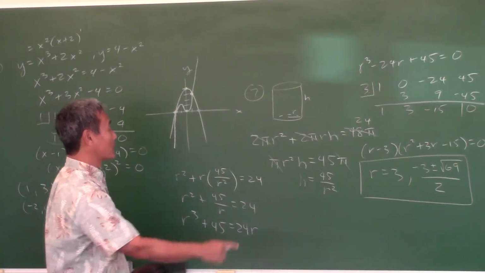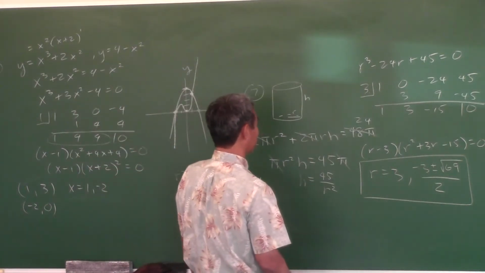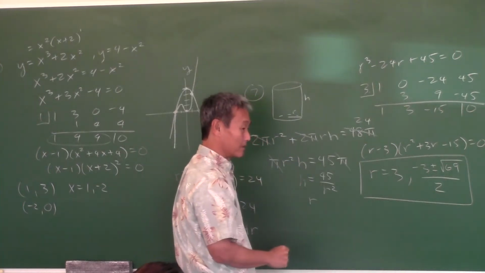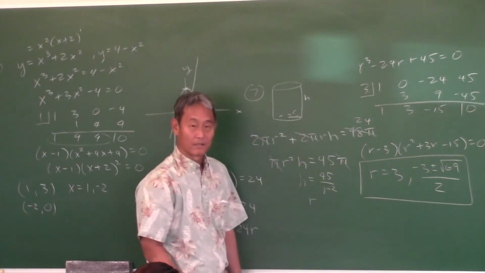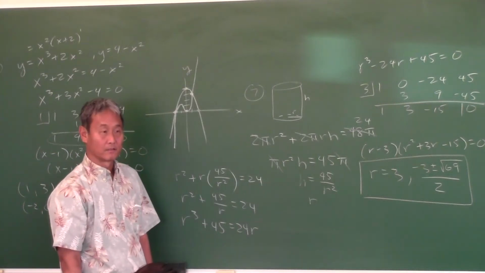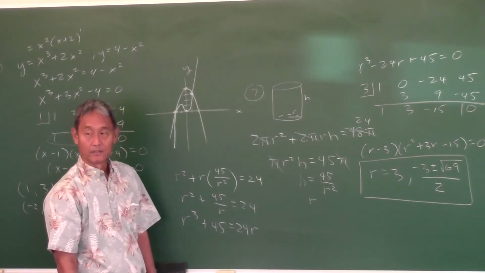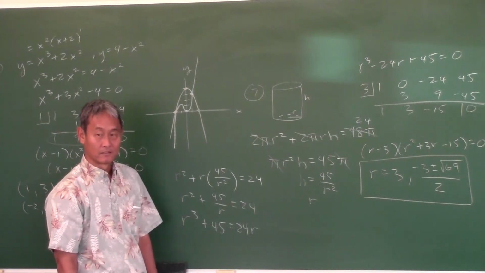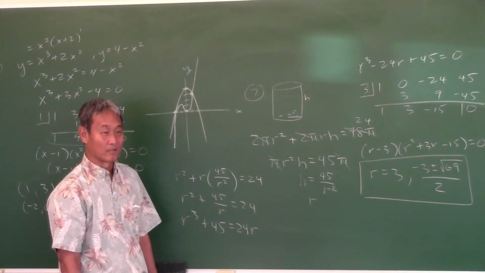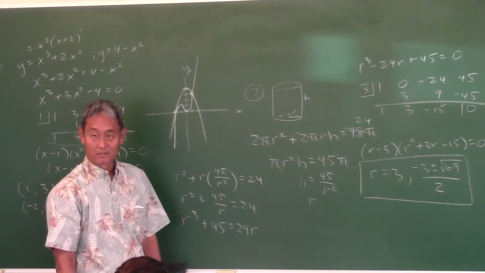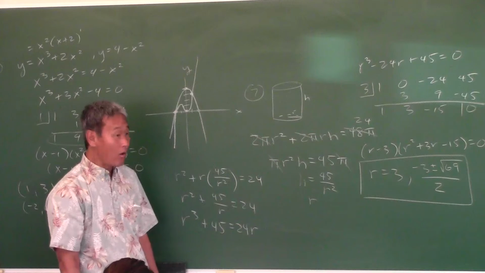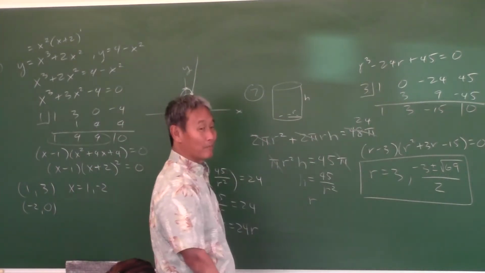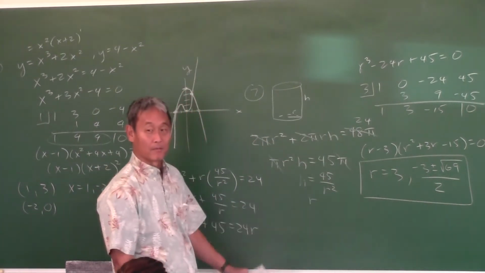No! Because what's the domain for r in this problem? r is radius, it's the length. Obviously r has to be greater than 0, but is there any upper limit on what r can be? Like what's the biggest r can be? 10. 100. 1,000. 10,000. Tell me when to stop. 100,000. No, no, no. Tell me why r couldn't be a million.